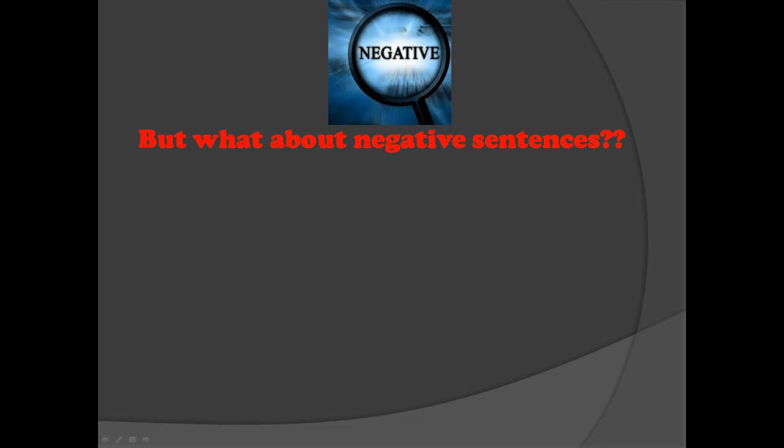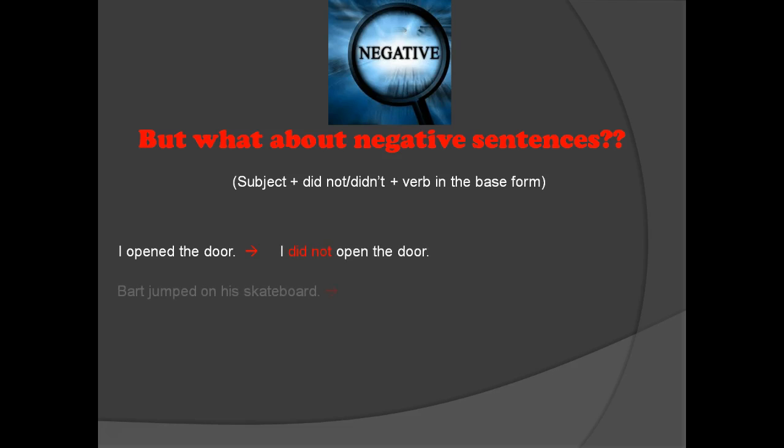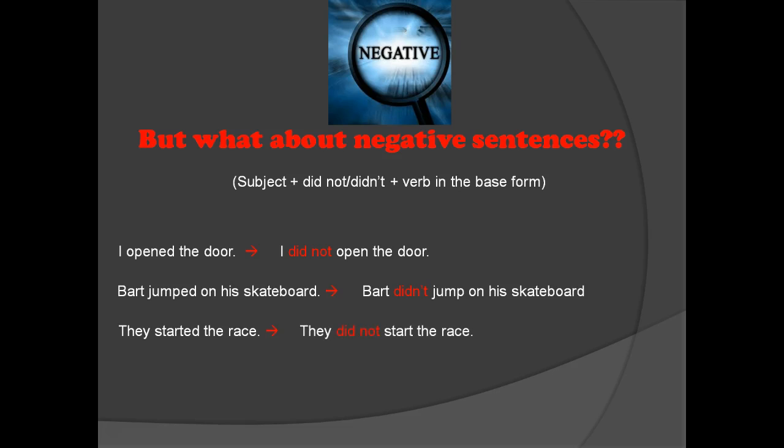But what about negative sentences? For this we use the subject plus did not or didn't plus the verb in the base form. Let's look at the 3 sentences from earlier. I opened the door becomes I did not open the door. Bart jumped on his skateboard becomes Bart didn't jump on his skateboard. And they started the race becomes they did not start the race.